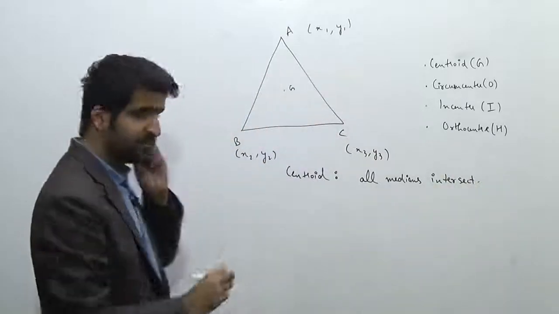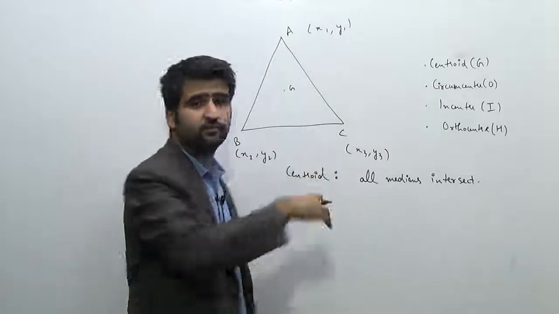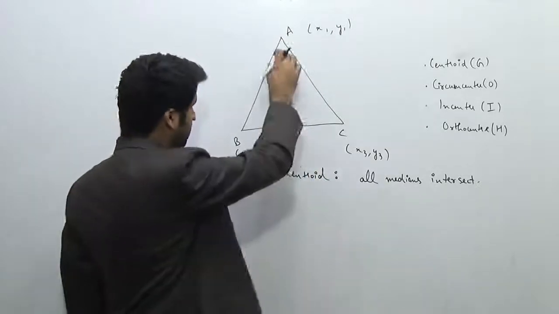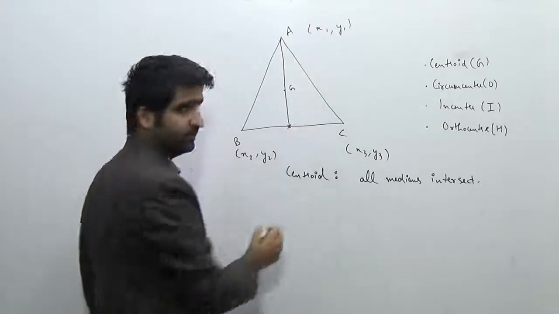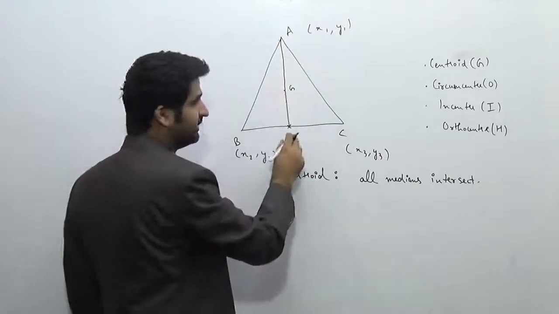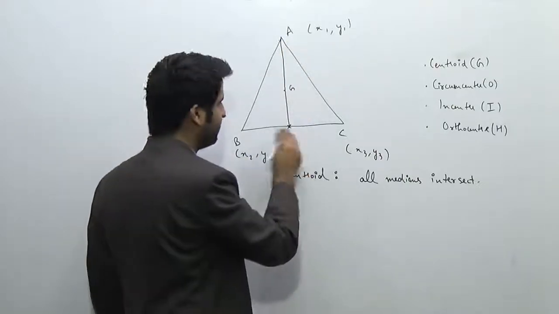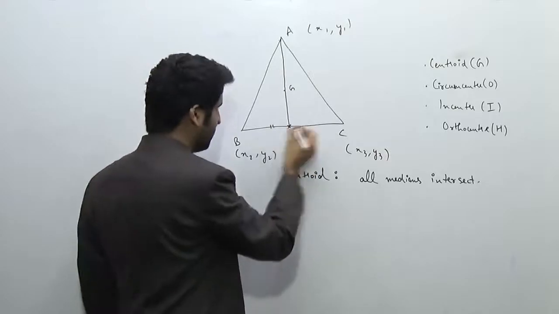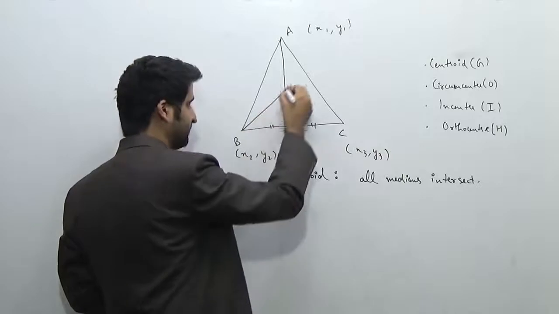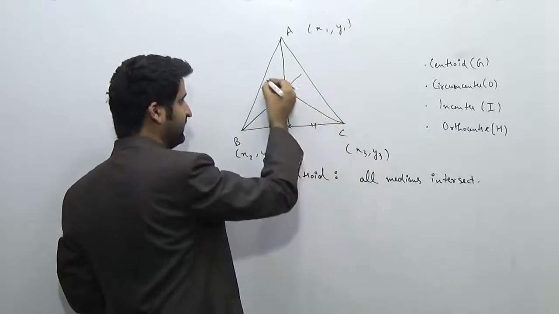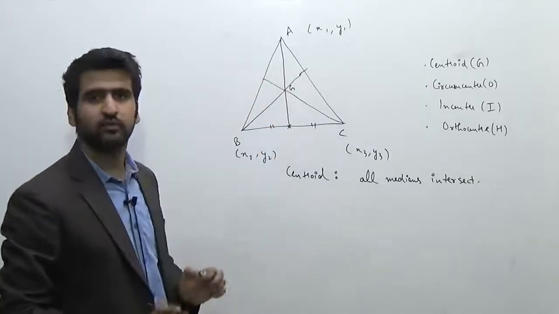Now what is a median? A median is a line from a vertex which divides the opposite line. It starts from this vertex and it divides the line opposite to the vertex. Then this will be the median. Now we are going to have 3 medians inside the triangle. These 3 medians will intersect at a common point. That point will be called the centroid.